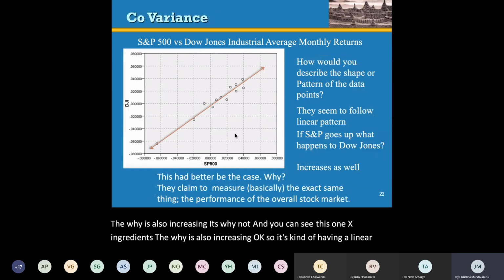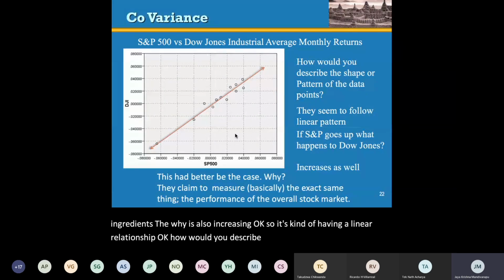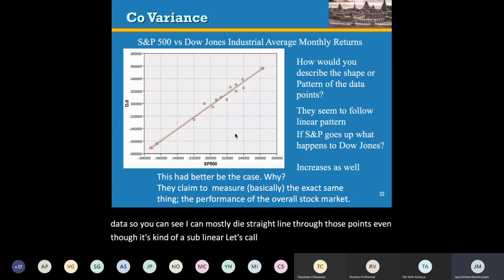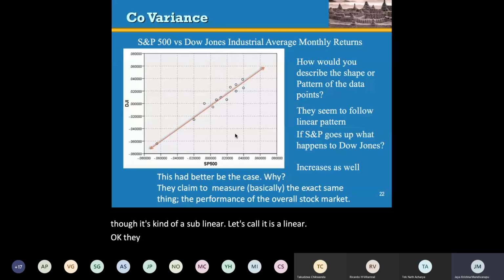Okay. How would you describe the shape of the pattern of the data? So you can see I can mostly draw a straight line through those points. Even though it's kind of sublinear, let's call it linear. Okay. They seem to follow a linear pattern. If S&P goes up, so does the Dow Jones. Okay, increases as well.